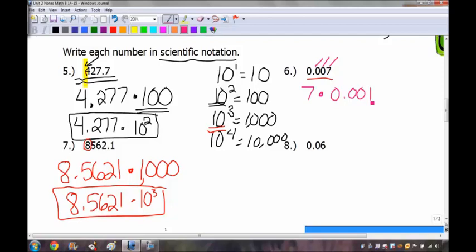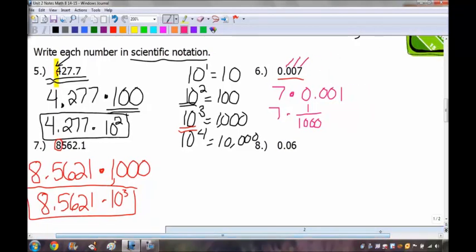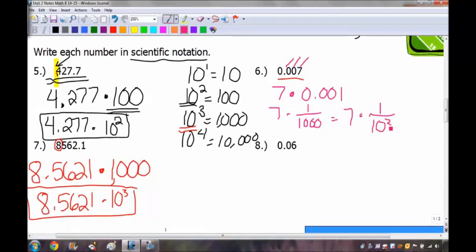Or you could just say you're multiplying it by 1 over 1,000 because you said that this is the thousandths place, right? But 7 times 1 over 1,000 means it's going to be 7 times 1 over 10 to the third power because we figured out that 1,000 is 10 to the third power. But when we write our answers, we can't have fractions in them. So the last thing I'm going to do is say it's 7 times 10. In order to get this out of the fraction, it means that the exponent was originally negative. So it's 10 to the negative third power. Okay?